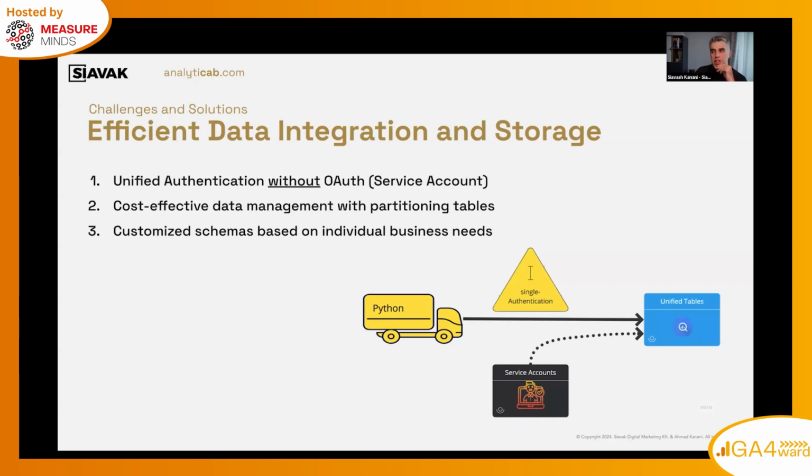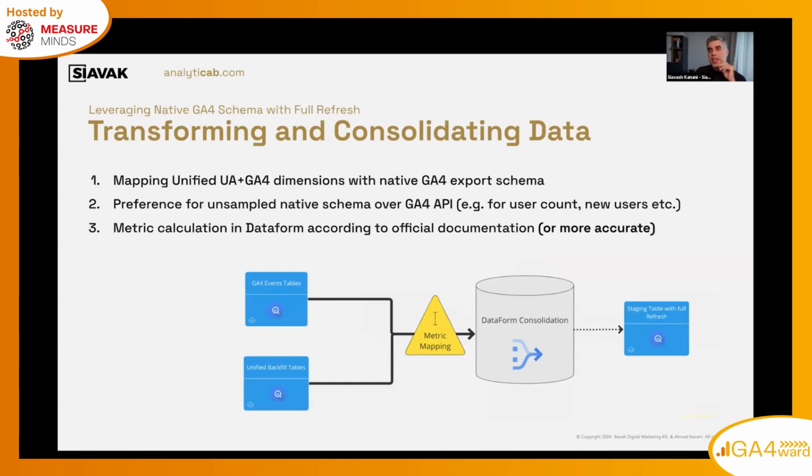Partitioning for cost efficiency is done on the extract, and again, as I mentioned, the schemas are customized and customizable for each business, right? Apart from mapping, which I already talked about, on the GA4 data we put a preference on the unsampled native schema in BigQuery. Even when we can grab data from the GA4 API, we use the BigQuery table because it's unsampled, because it doesn't have the data retention limits as well, and also because sometimes we can be more accurate.